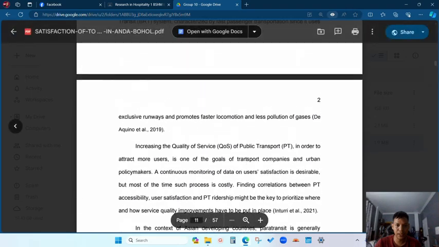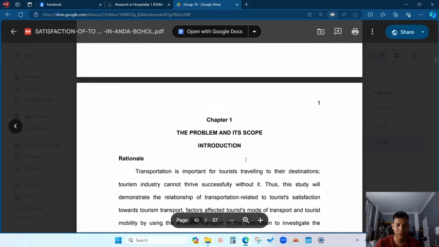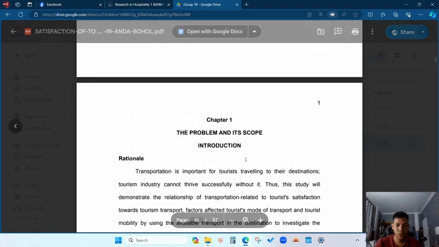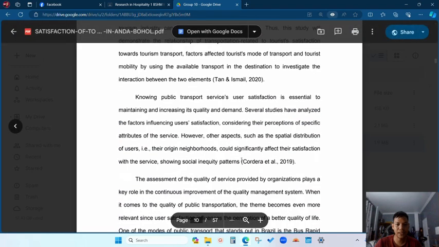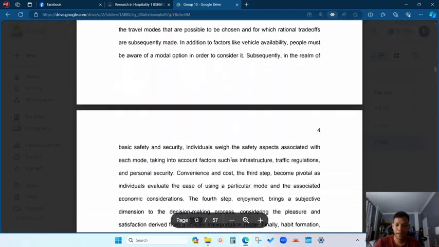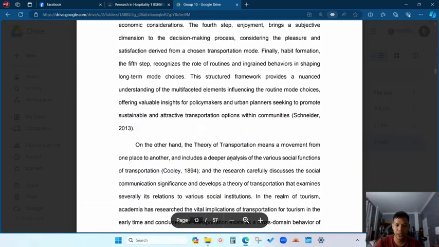So in this discussion for this week, you need to answer the quizzes via Google Form and don't forget to also upload your rationale, 3 pages. Okay? So thank you and see you next week.